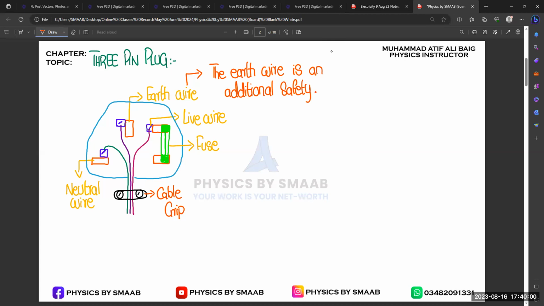And for the live wire, we can say that the main current starts to flow from the positive to the negative terminal, right? So the current starts to flow from the live wire. That is the main thing.